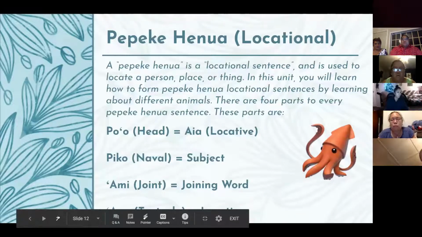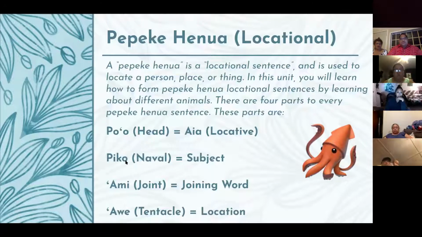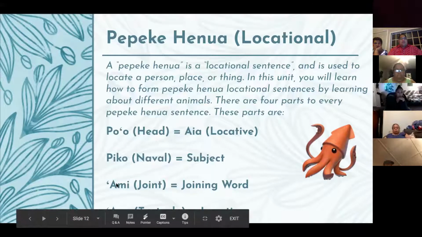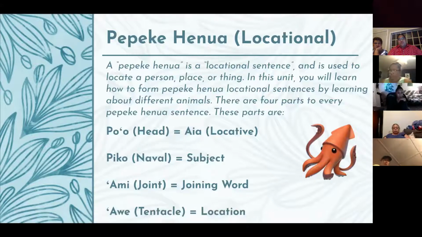All right, can you read this for our students as a copy? A pepeke henua is a locational sentence and is used to locate a person, place, or thing. In this unit, you will learn how to form pepeke henua locational sentences by learning about different animals. There are four parts to every pepeke henua sentence. These parts are? Okay. You have your poʻo, or your head, which is the first word, and that's going to be aia. Aia shows that it's a locational sentence or a locative. The next is your piko, your middle part, and that is your subject. So in this case, we're just going to be putting the animal in the piko part. And then lastly, you have your ʻami, your joint word, and your ʻāpana, which is your location.